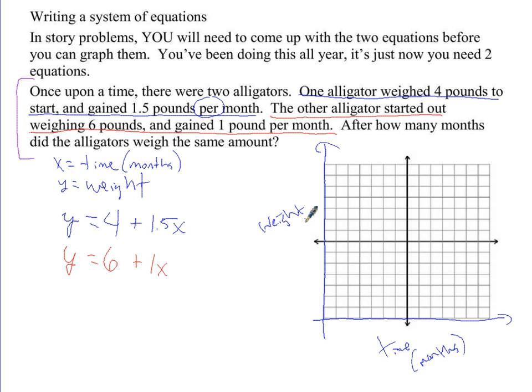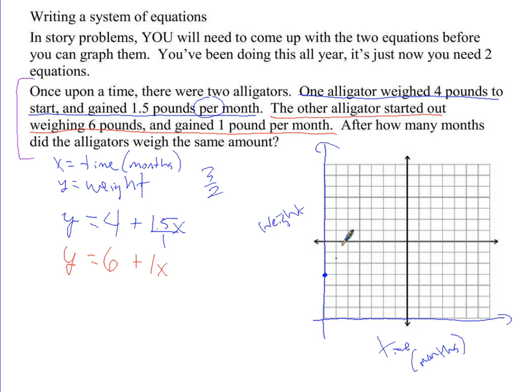Now I can go ahead and graph that blue line. Where do I start? 4. So I put my dot there. And then a slope of 1.5. How do I graph that? Okay, you're saying that 1.5 is the same as 3/2. That's true. If you can convert from decimal to fraction, as I've been asking you to do all year, then you can turn that into up 3, right 2. If not, then just put that 1.5 over 1 and go up 1.5, right 1.